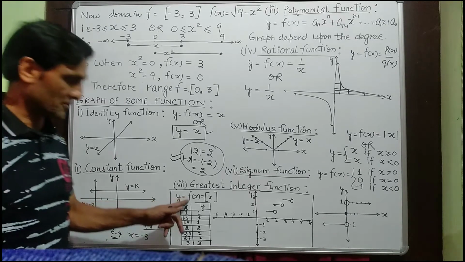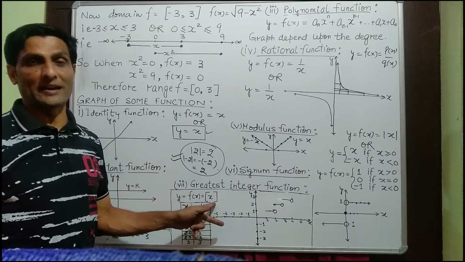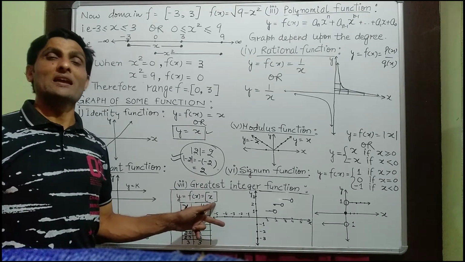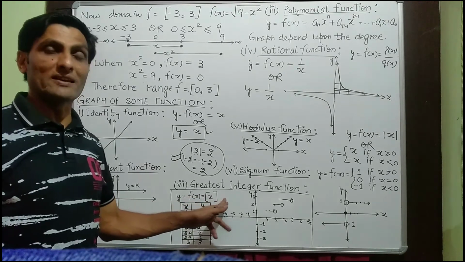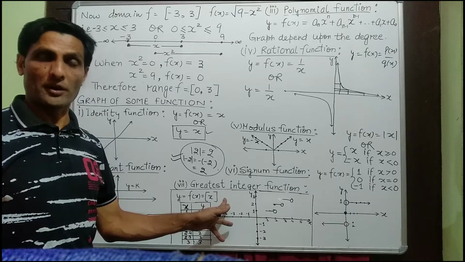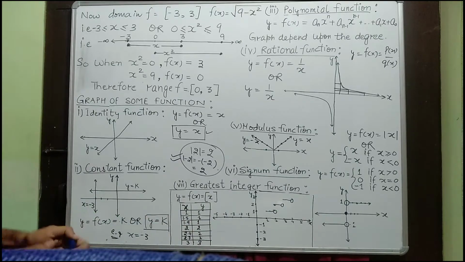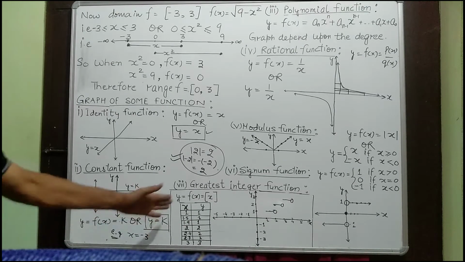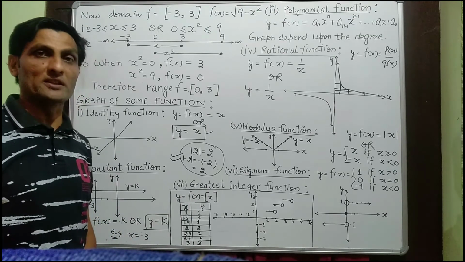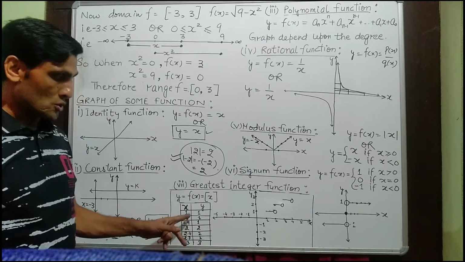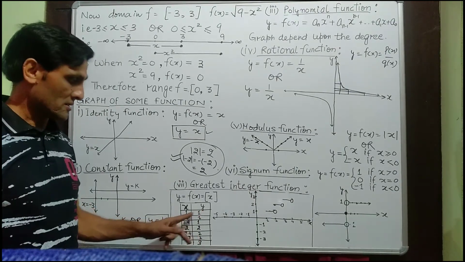Now next is the greatest integer function. You know the greatest integer function. f(x) = [x] represents the greatest integer of x, but it should be less than or equal to x. This greatest integer is always less than or equal to x, as we studied earlier. So to draw the graph of this, we are taking the help of a table to make the understanding better. So we are taking positive values. Suppose x is equal to 1, then the value of y is 1.